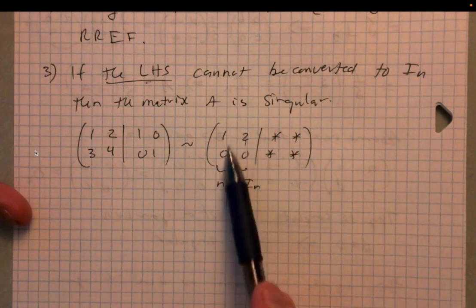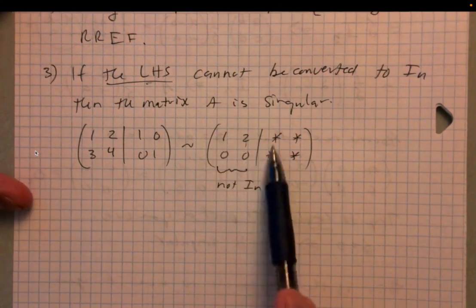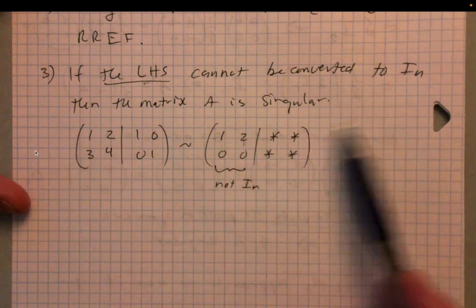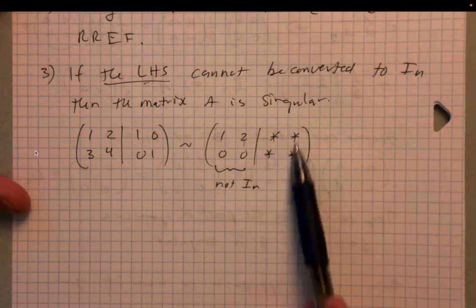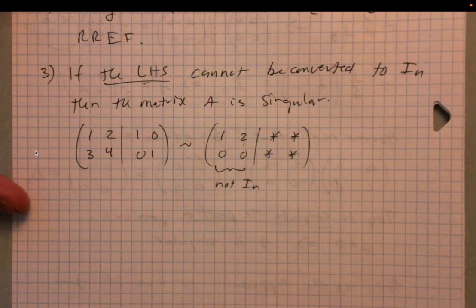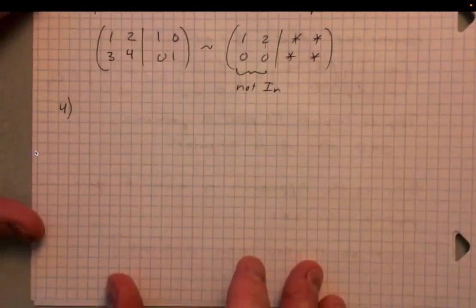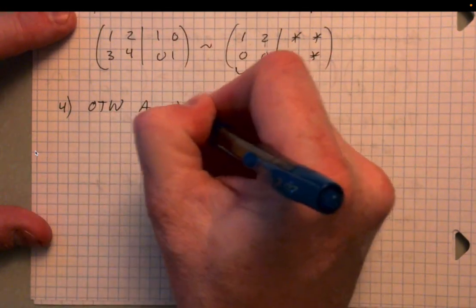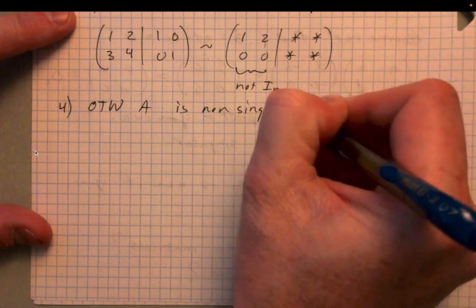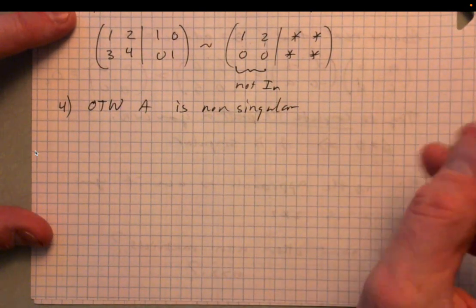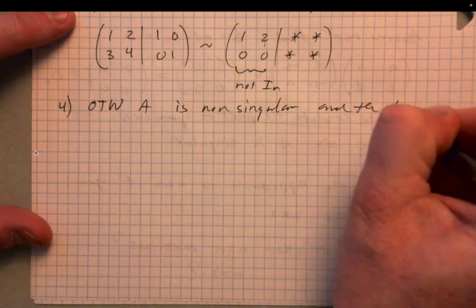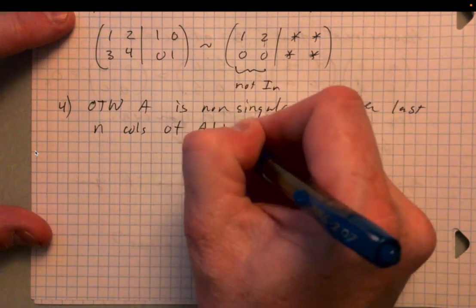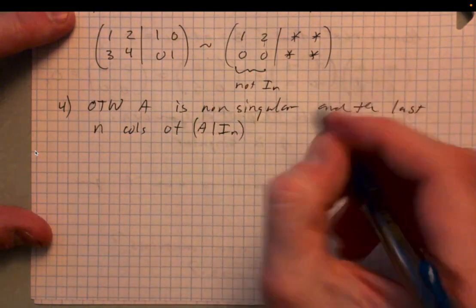Another way to say that is if A has rank less than n. So here the rank would be less than n. The rank is only 1. And so in that case, the matrix A is singular, and this is just gobbledygook over here. It's not anything fancy. Now, otherwise, A is non-singular, and the last n columns of [A | I_N] are our inverse.